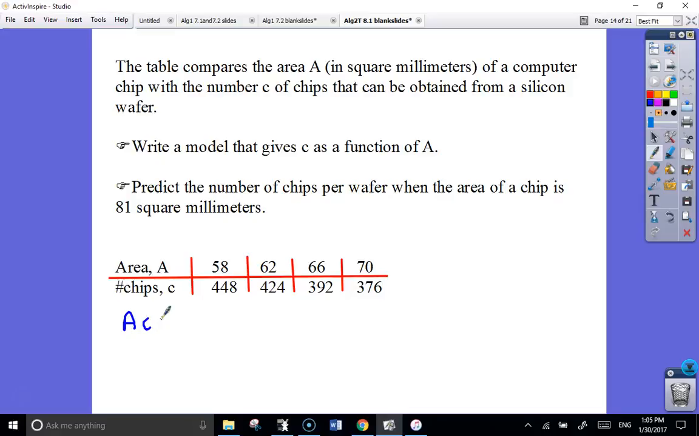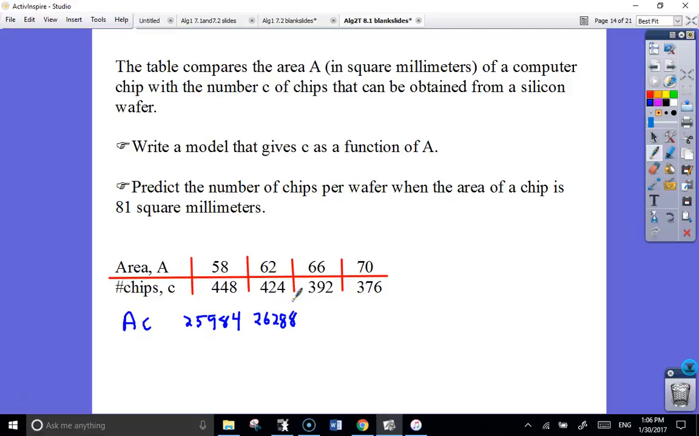$25,984. Do you multiply? 25,984. Okay, let's try 62 times 424. 26,288. I mean, it's definitely not exactly the same, but considering that it's like 26,000, it's not off by much.